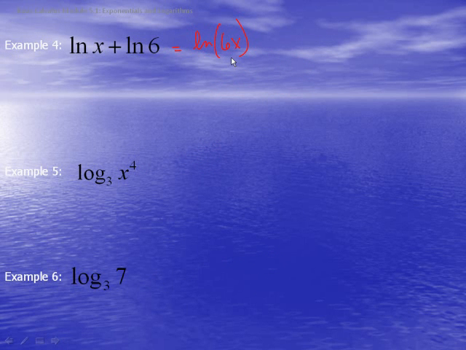Okay, example 5. Here we have an exponent, the 4, so we can rewrite this as 4 times the log base 3 of x. And then last, we're going to use our change of base. So I'm going to write it as natural log of 7 over the natural log of 3. And then I'm going to break out my calculator and let's see what I get. So it's close to 1.77. Now I want you to notice that had I used log base 10 instead of the natural log, I would have still gotten the same answer.